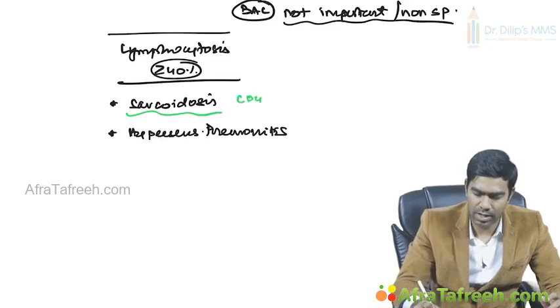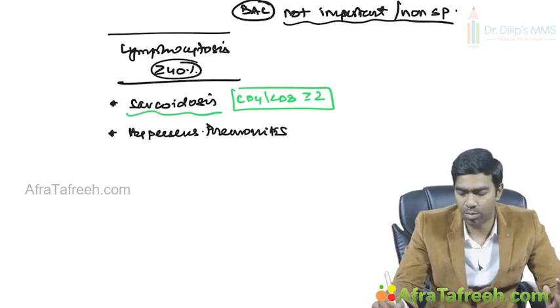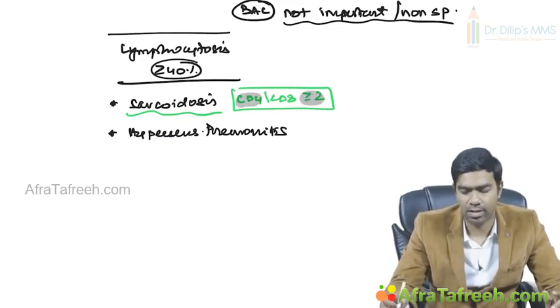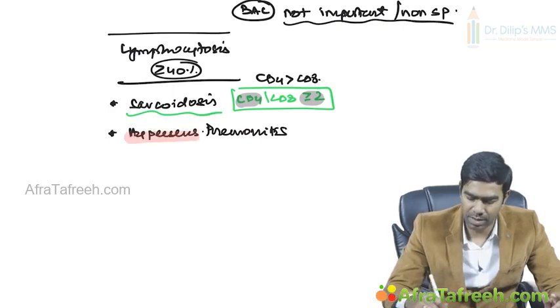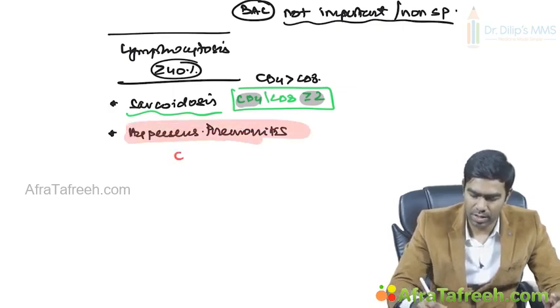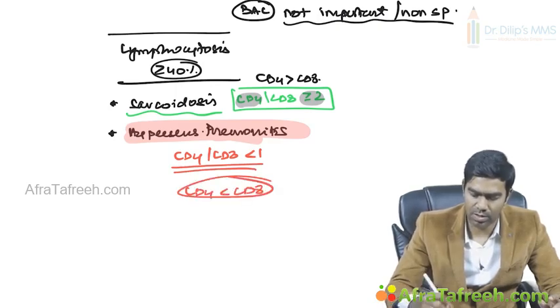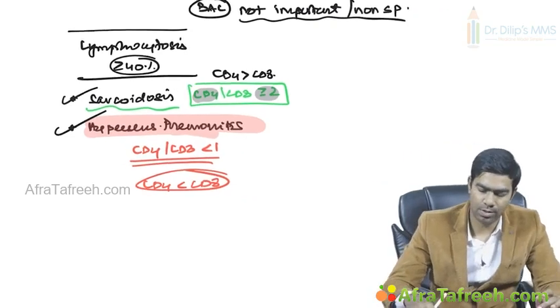Sarcoidosis will have a CD4/CD8 ratio of more than or equal to 2. Especially if it's more than 4, it's very, very specific for sarcoidosis. This is a very important point. Which means CD4 will be more than CD8 here. But if you take hypersensitivity pneumonitis, your CD4/CD8 ratio will be less than 1, which clearly tells you CD4 is actually less than CD8 here, because the ratio is less than 1. So this is a very important differential, very important for the exam, the ratio.